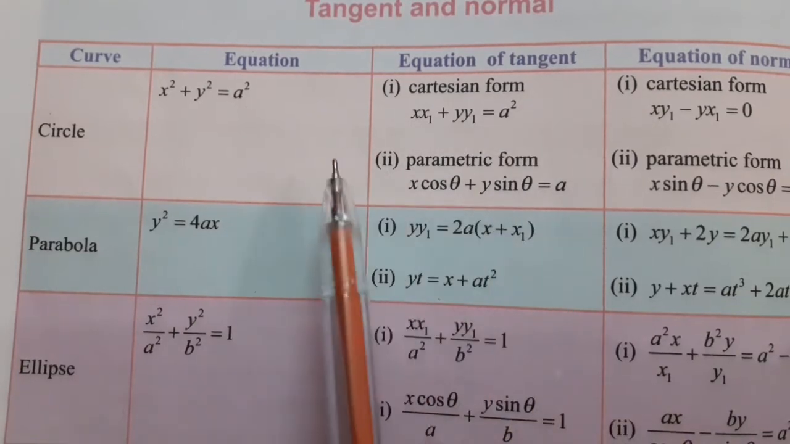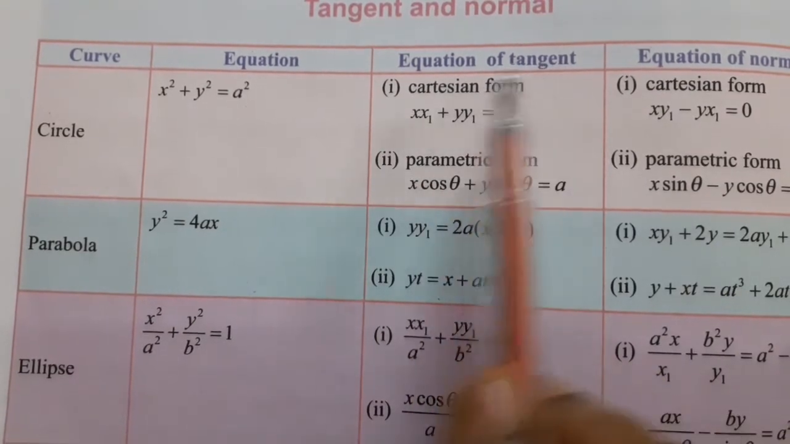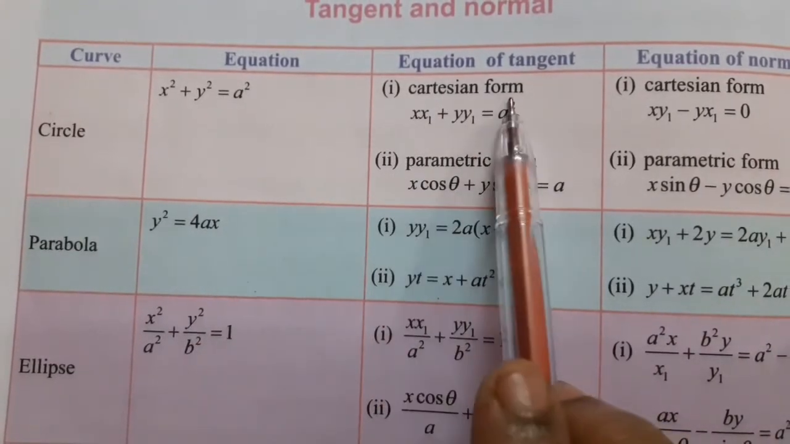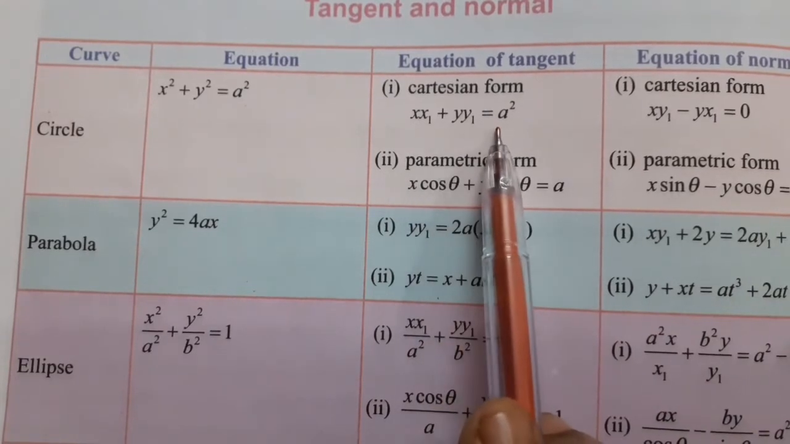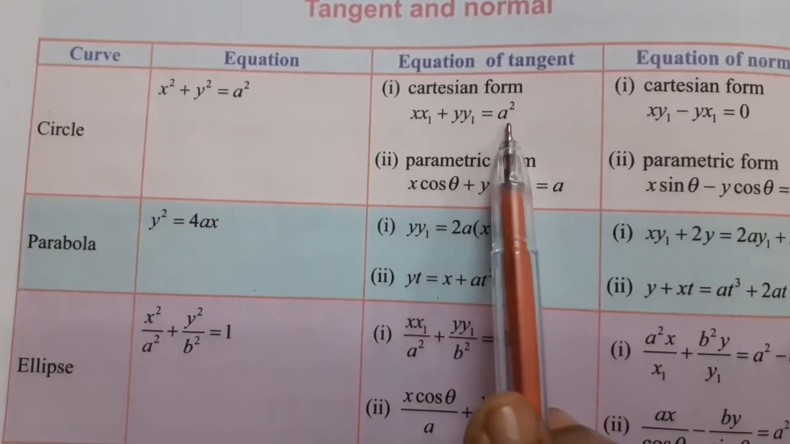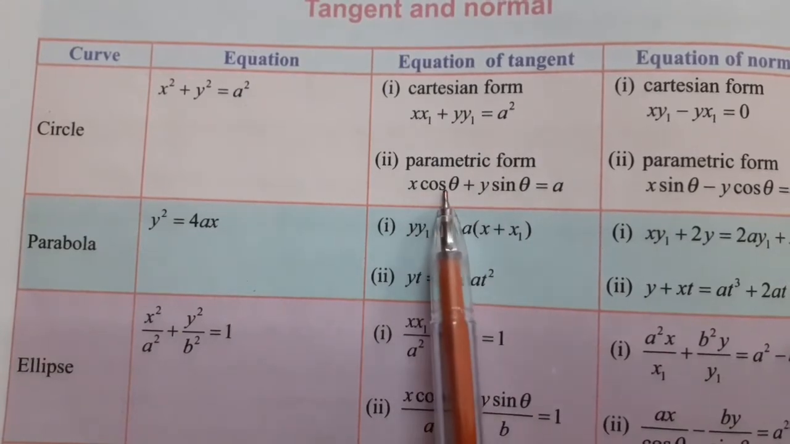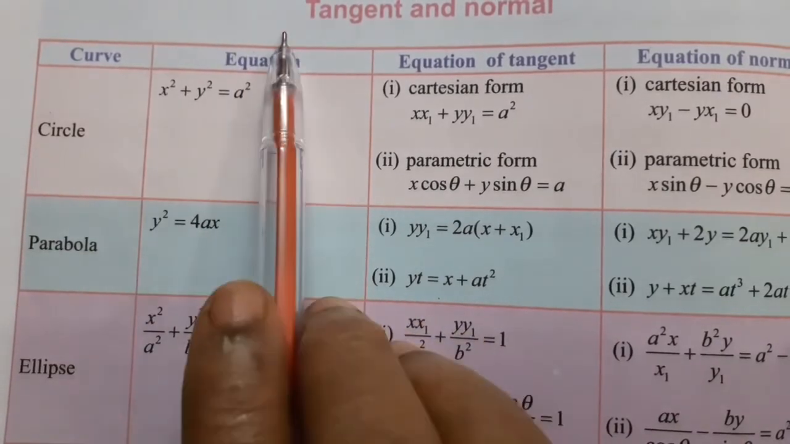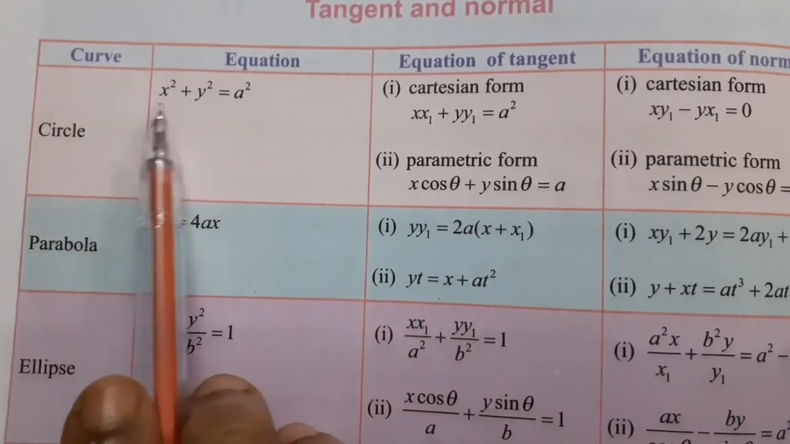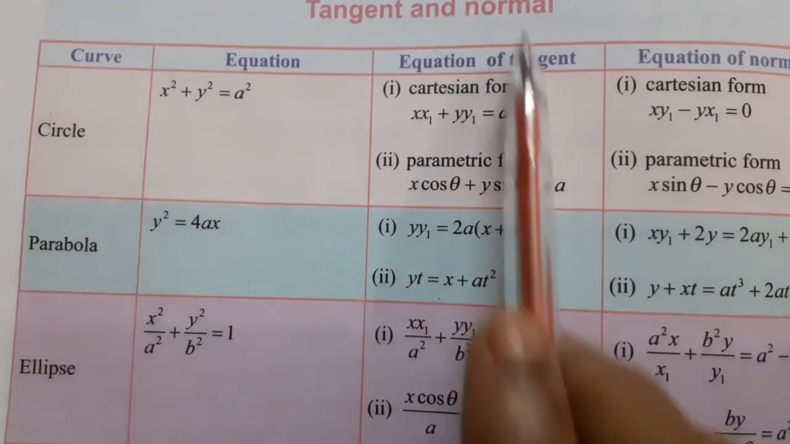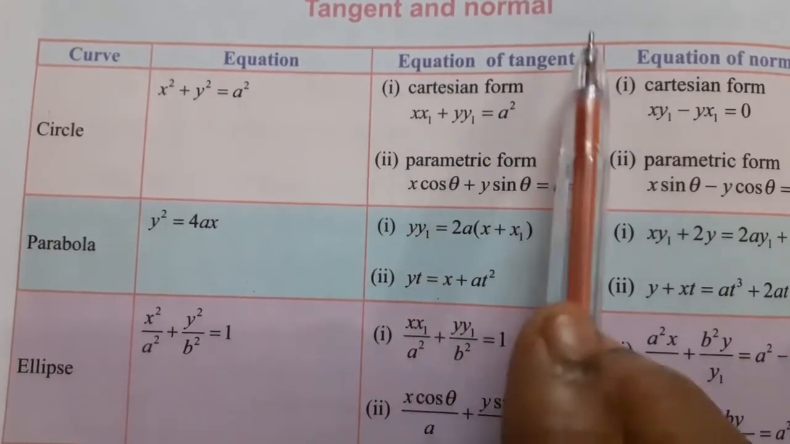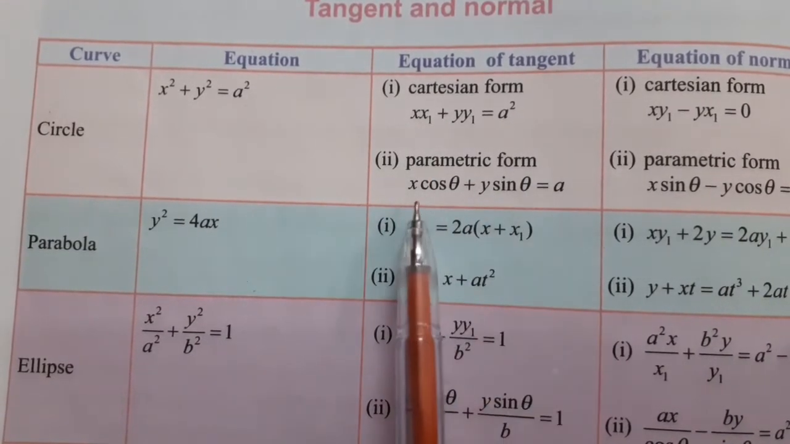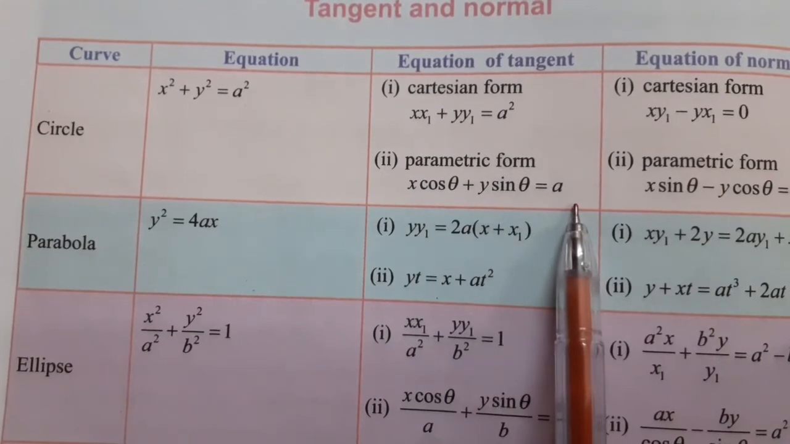So what is the Cartesian form of the equation of tangent to the given circle? xx1 plus yy1 equal to a square. The parametric form is x into cos theta plus y into sin theta equal to a. You understand what I am saying? The circle equation is x square plus y square equal to a square, so the tangent in Cartesian form is xx1 plus yy1 equal to a square, and in parametric form x cos theta plus y sin theta equal to a.